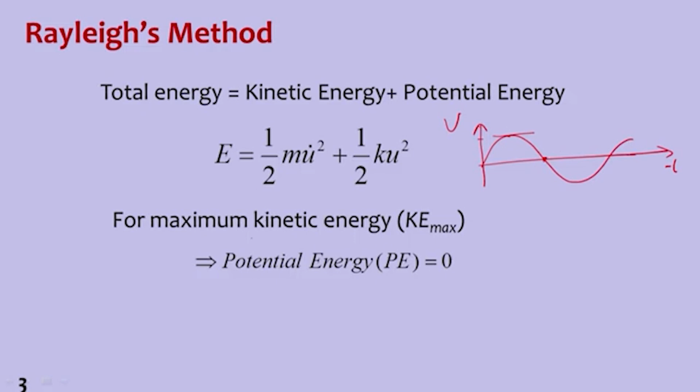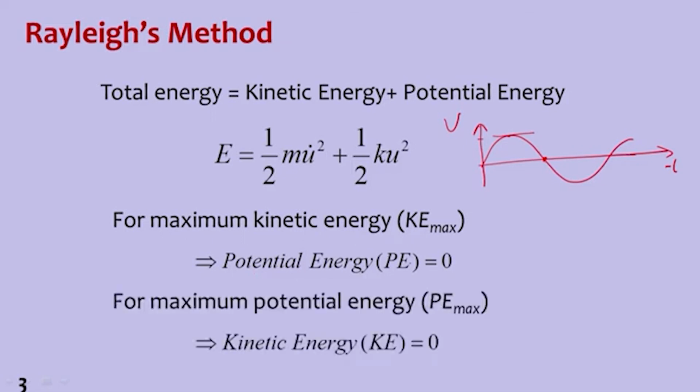So, that means for maximum kinetic energy, KE max, potential energy will be 0, and similarly for maximum potential energy, kinetic energy will be 0. At this location of maximum displacement, kinetic energy will be 0, and at this location of 0 displacement, potential energy will be 0. So, kinetic energy is maximum and potential energy is maximum at these respective locations.